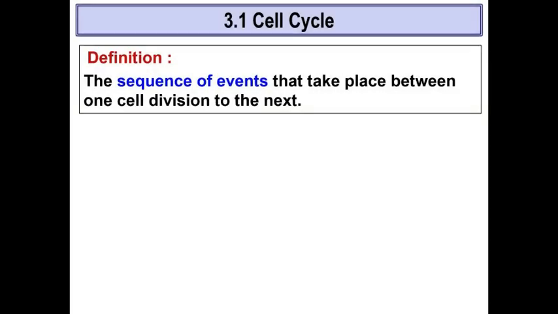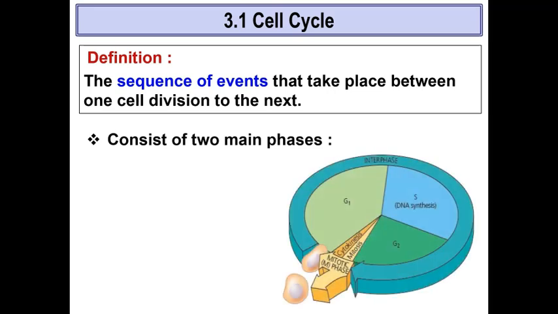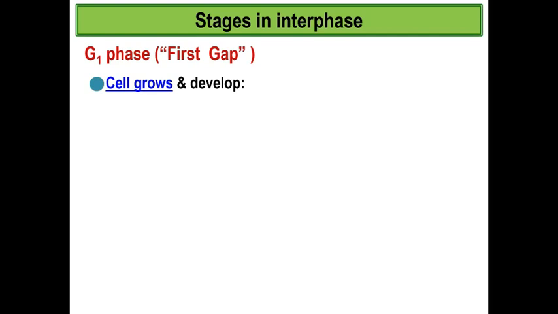Definition: the cell cycle is the sequence of events that take place between one cell division and the next cell division. It consists of two main phases. First is interphase, which is the longest phase of the cell cycle, followed by the mitotic phase, the shortest phase of the cell cycle. Interphase has three main phases.